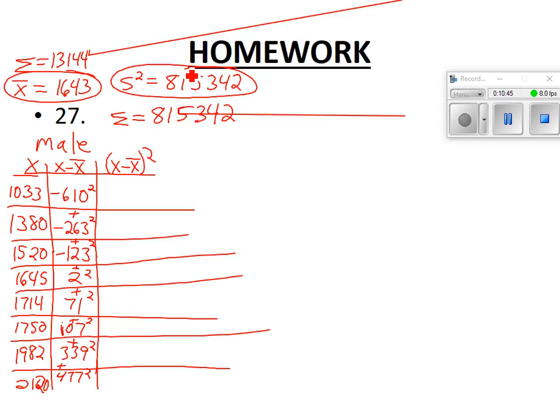So those are two of our answers. What do we do to find S? What's S stand for? S stands for sample standard deviation. We're getting into the hard stuff now. It's not going to be easy the rest of the time. What do we do with this number to find the standard deviation of this sample? Take the square root of that number. 902.96. So we'll say 903.